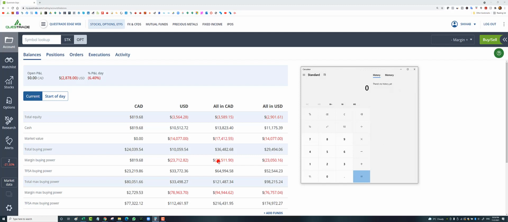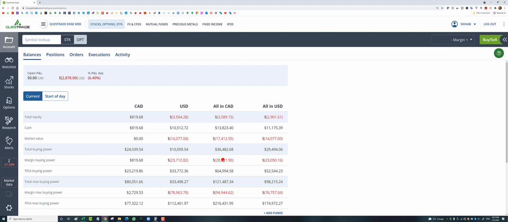So that means I've used up more than what I have available in my margin account. I'm actually negative 28,000 of buying power, but my total buying power is still positive. And the reason for that is because I'm actually leveraging my TFSA. So you can see this line here, it says TFSA buying power is 64. So because I'm leveraging my TFSA, it's okay that my margin buying power is negative. What's important is that my total buying power is positive. So that means that if it weren't for my TFSA, I would not be able to place the trades that I have in my margin account right now.